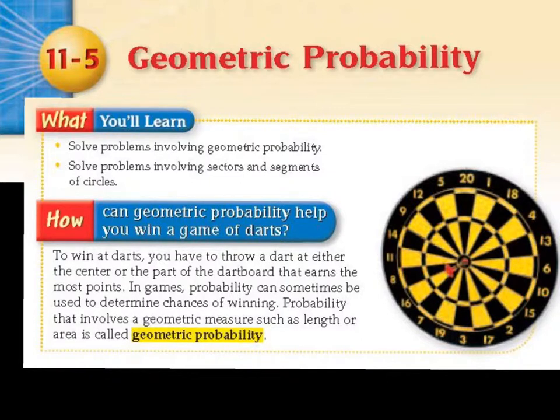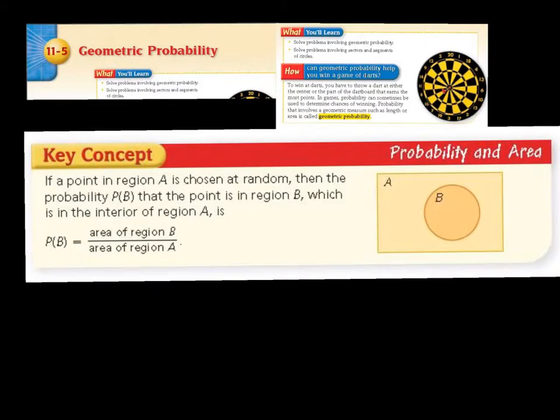To win at darts, you have to throw a dart at either the center or part of the dartboard that earns the most points. In games, probability can sometimes be used to determine the chances of winning. Probability that involves a geometric measure, such as length or area, is called geometric probability.